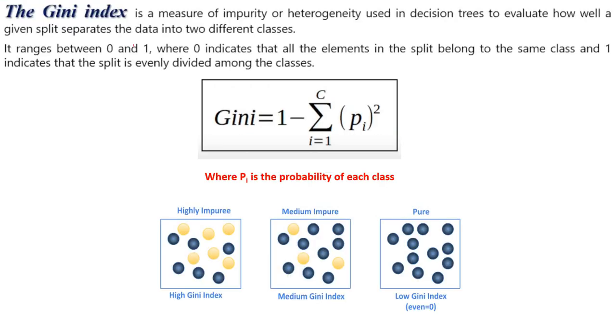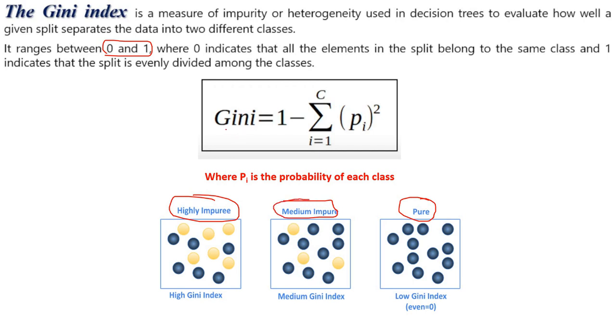Now what is the Gini index? Gini index is just a measurement of impurity. When calculated, it has a value between 0 and 1. When the Gini index is 0, that means the data set is pure, that is, impurity or mismatch is not there. And when it is 1, it is highly impure. A value between 0 and 1 comes under medium impure.